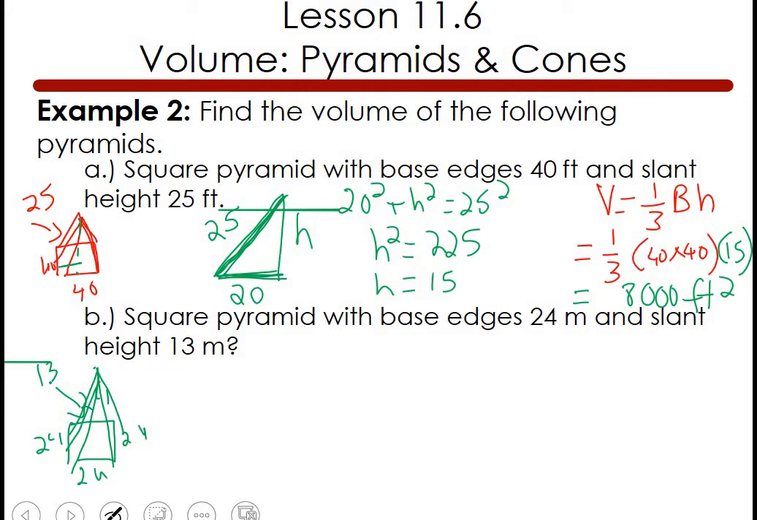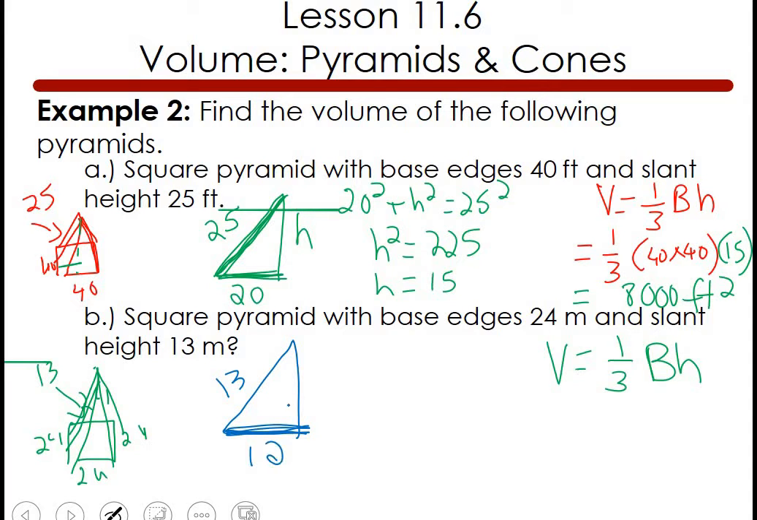So again, we know volume equals 1/3 base times height. Just going to draw my triangle again. I do not need the slant height, I need the height. The slant height is 13. If the whole line is 24, I'm just going to need half of it, which is 12, to make the right triangle. And that's the height. So 12 squared plus height squared equals 13 squared. So height squared is 169 minus 144, which is 25, and I get height equal to 5.